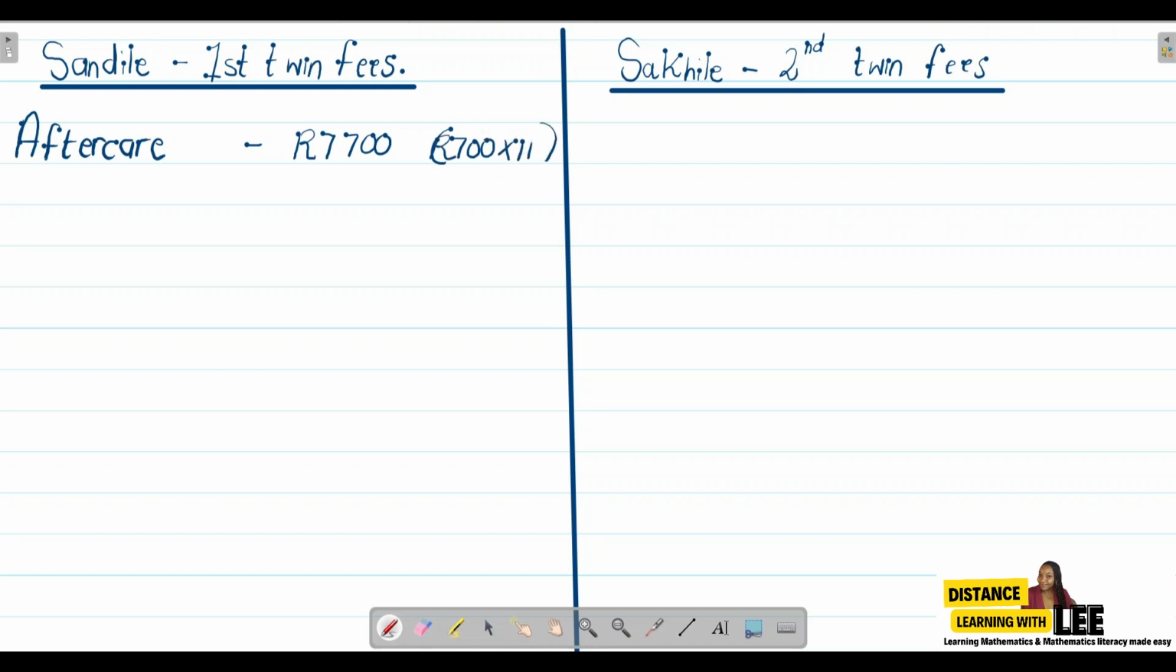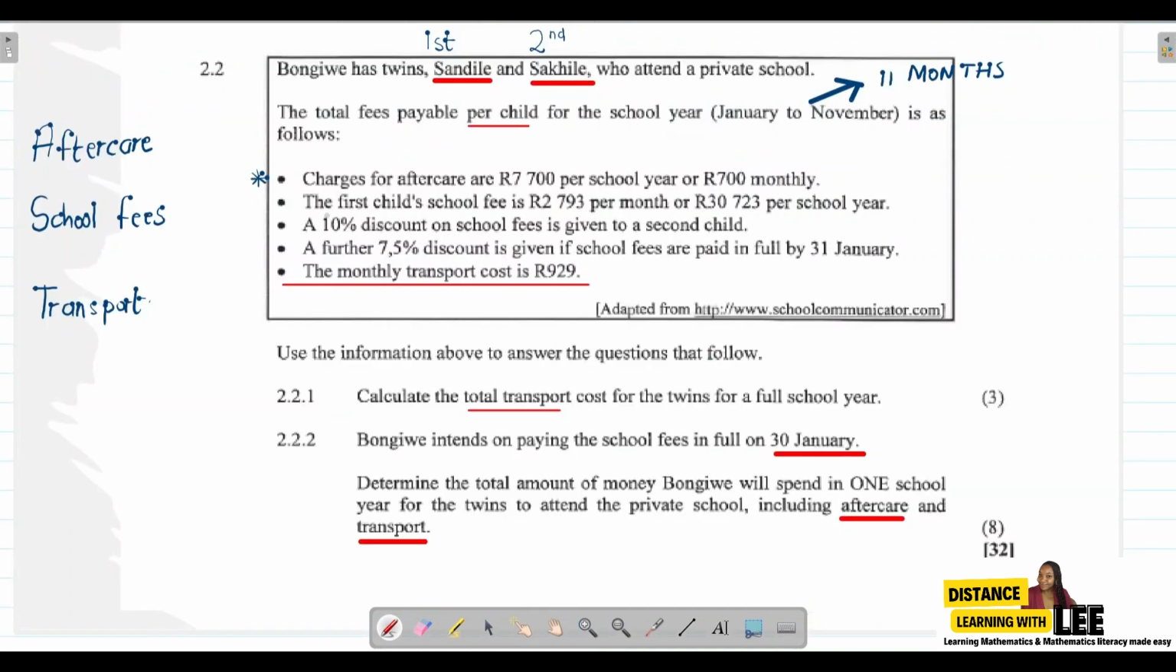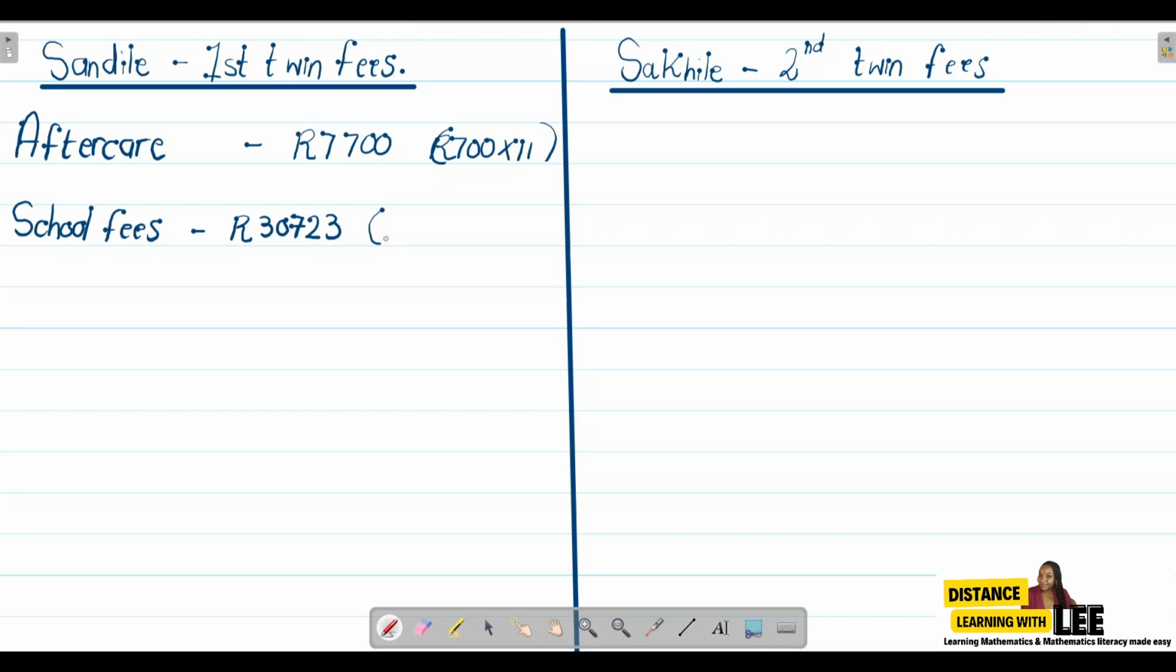Okay, then how much is she going to pay towards the first twin's school fees, right? We are told that the first child's school fees is 2,793 per month, or you can say that it's 30,723 per school year, right? So she's going to pay 30,723 rand per school year. And how did they get that? They simply took that 2,793 and multiplied by 11 to get how much she needs to pay per school year.